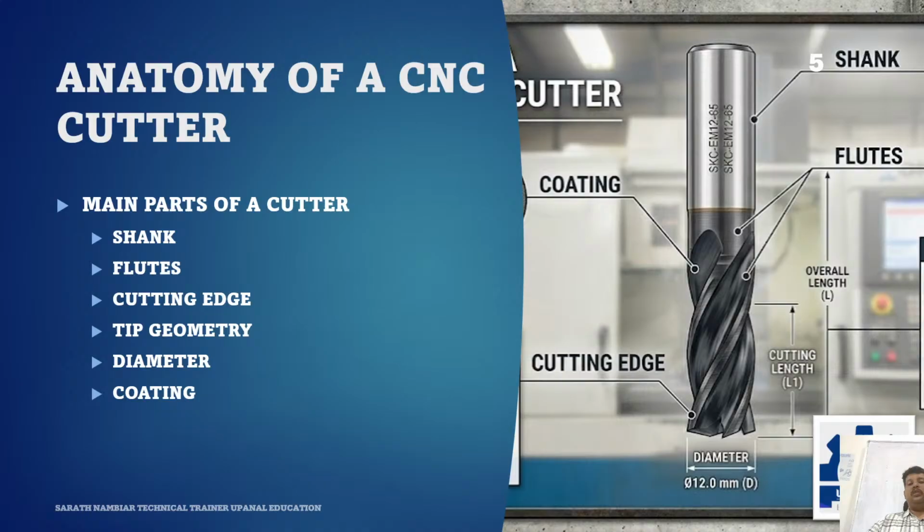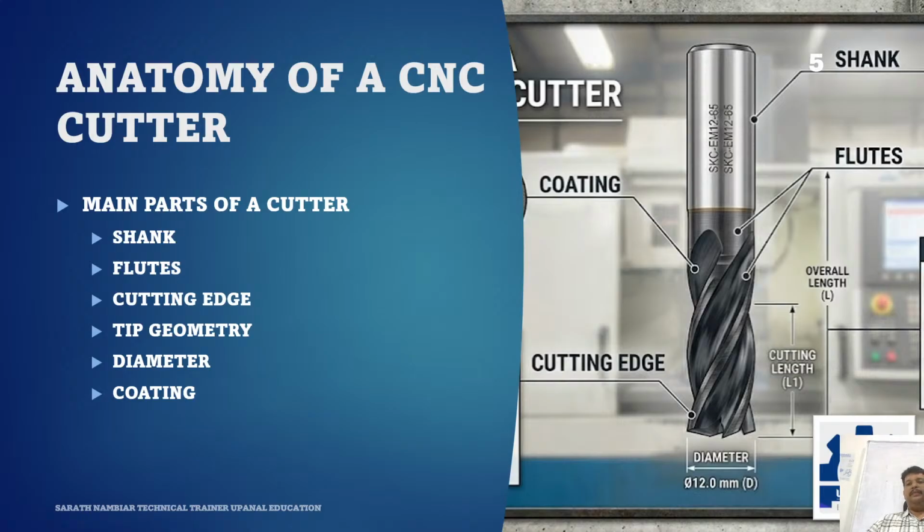Fourth is the geometry. Some cutters have flat tips, some rounded, some radius corners, and some chamfers. This tip shape decides the kind of feature it can machine. Next is the diameter. Diameter affects strength, reach, cutting load, and material removal rate. Larger tools are generally stronger but may not enter small areas. Smaller tools reach tighter spaces but are weaker.